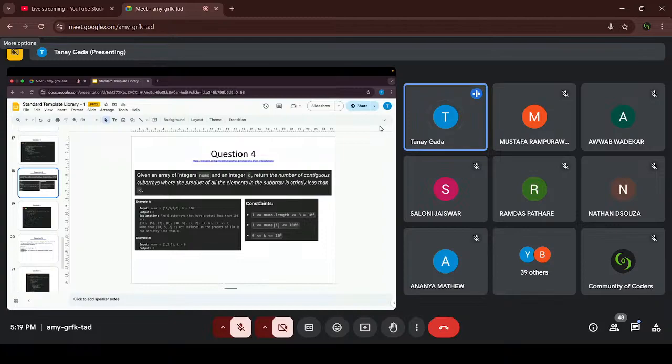Given an array of integers nums and an integer k, return the number of contiguous subarrays where the product of all the elements in the subarray is strictly less than k. We will solve this using sliding window, but let's understand the question more clearly. We have been given an array nums and an integer k. We need to find the subarrays whose product is strictly less than k.